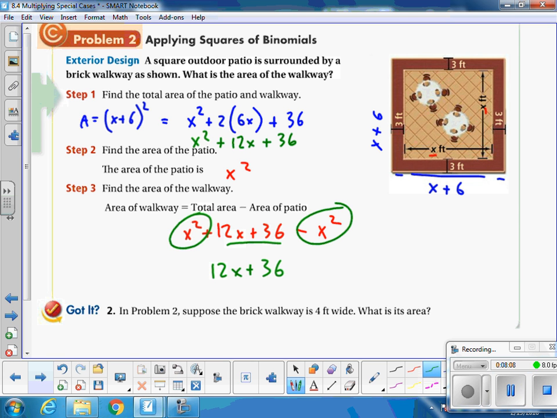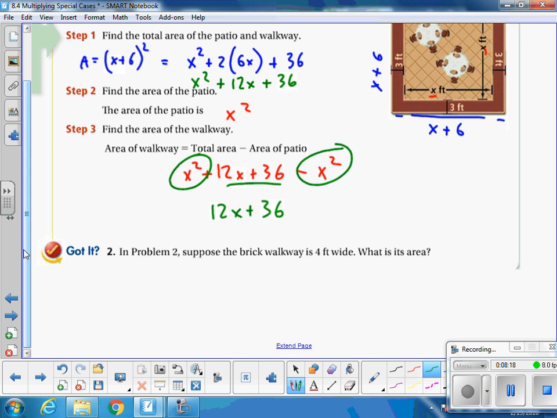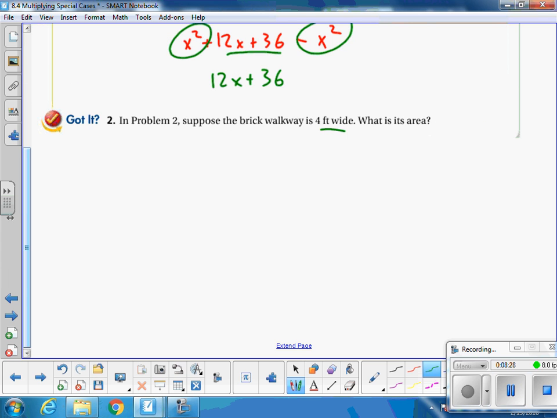So to do this problem, I had to combine like terms, I had to square a binomial, I had to keep track of my variables, and even the picture itself and finding those areas. So you're going to do the same thing, same concept, brick walkway, finding that area. But this one, the brick walkway is 4 feet wide. So let's see if we can draw that out a little bit.